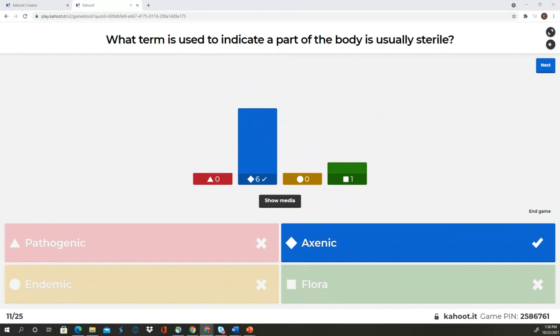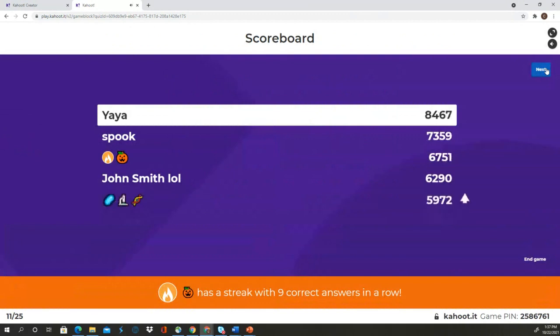All right, let's see here. What term is used to indicate a part of the body is usually sterile? Yep, axenic is going to be right. What else do we have? Flora, so that's going to be like our normal microbiota. Flora is just like another term for organisms that are around a lot. All right, let's keep on again.